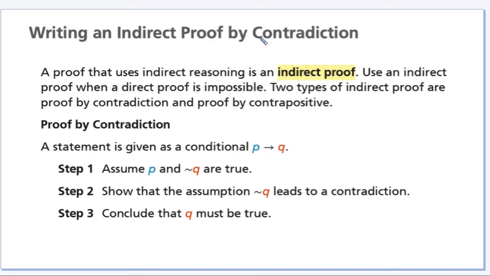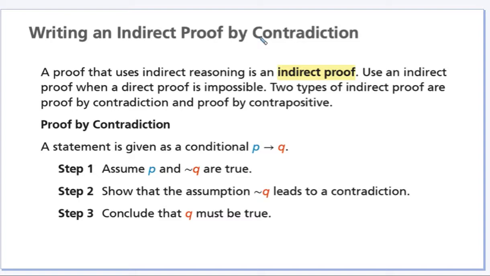So writing an indirect proof by contradiction. A proof that uses indirect reasoning is simply called an indirect proof. We want to use an indirect proof when I cannot use a direct proof, such as a 2-column proof or a paragraph proof. There are 2 types of indirect proofs where we can either prove by contradiction or we can prove by contrapositive. So let's talk about the proof by contradiction first.